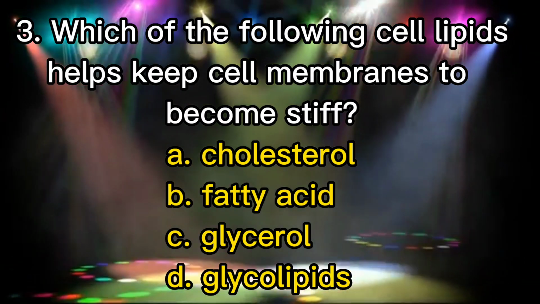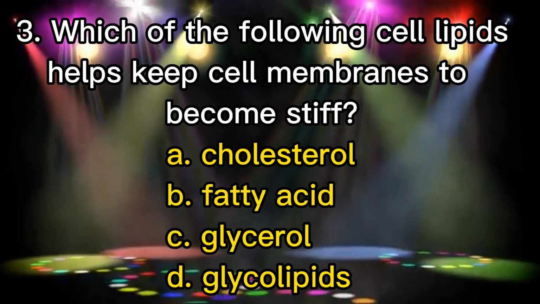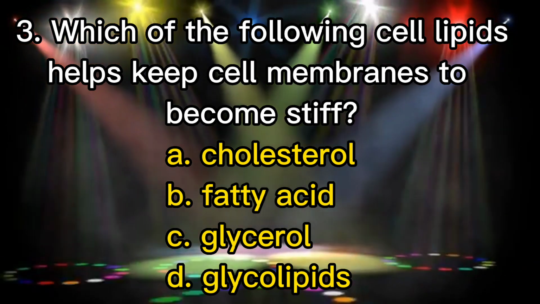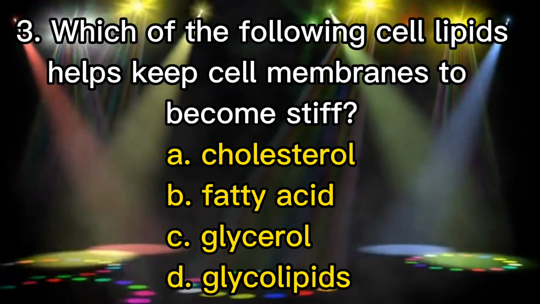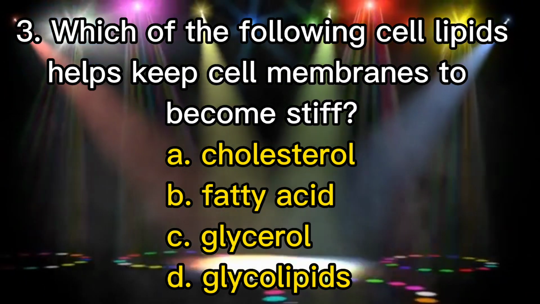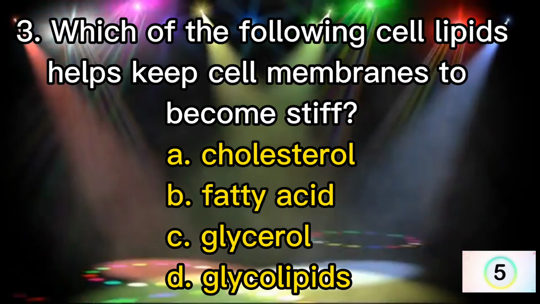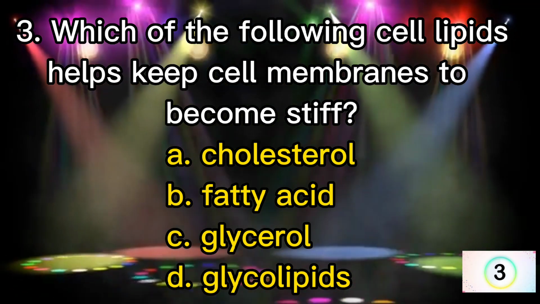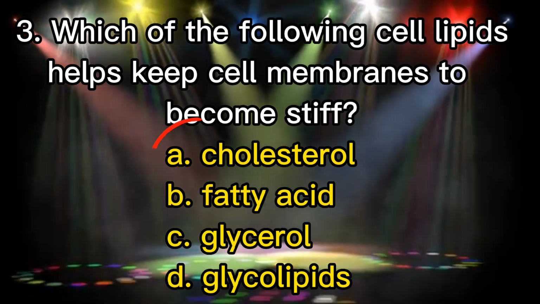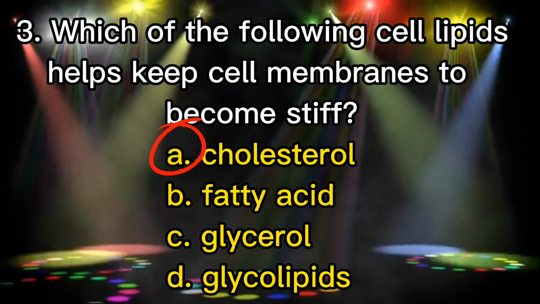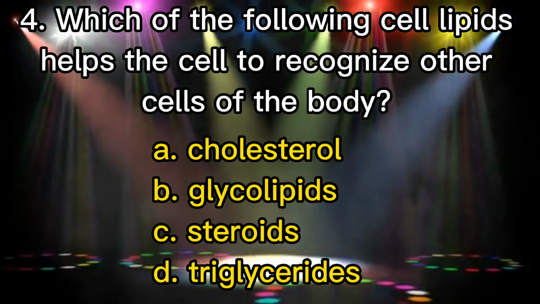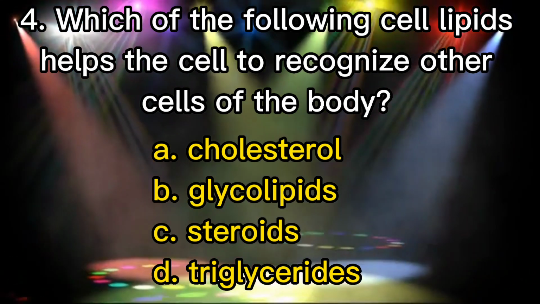Number 3. Which of the following cell lipids helps keep cell membranes from becoming stiff? Letter A. Cholesterol. Letter B. Fatty acid. Letter C. Glycerol. And letter D. Glycolipids. The correct answer is letter A. Cholesterol.